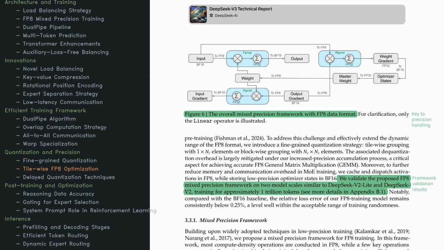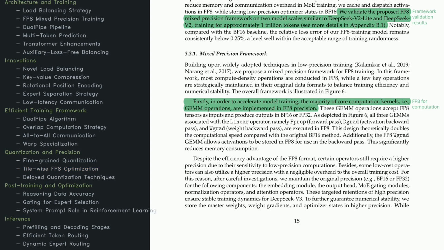Tile-wise quantization groups computations into small blocks, maintaining error control. Activations are cached in slightly higher precision, and optimizer states are efficiently stored. Tests show it sustains high accuracy across large-scale training with minimal errors. In this setup, most operations use FP8 for faster compute and smaller memory footprints. However, critical pieces like embeddings and output layers stay in higher precision for stability. Some weights and optimizer states also remain at higher precision, creating a balanced mix of speed and reliability.